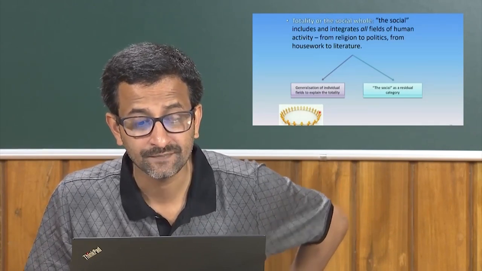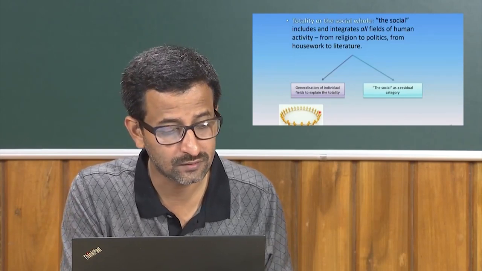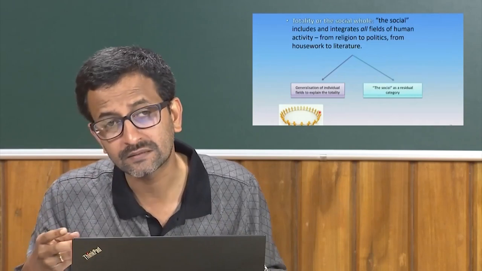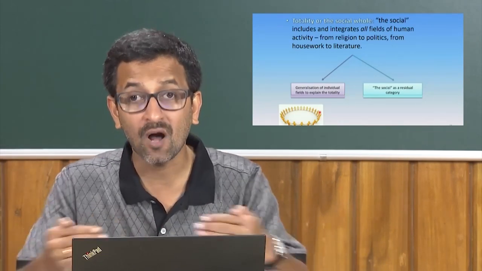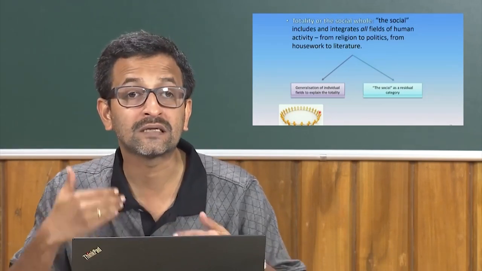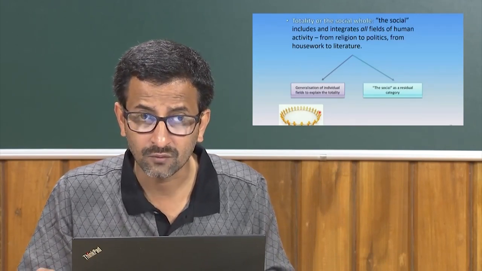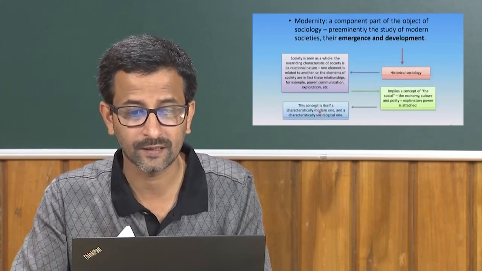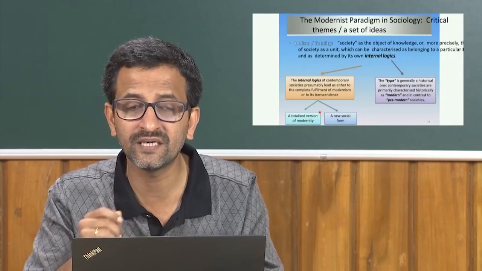When we say an ideal sociological theory would be a theory of everything, or at least the sociological theory must be a theory of totality of shared human experiences, when I say shared human experiences, I mean our experiences in relation to other people's experiences, and there are strong arguments to suggest that the two are identical. What we have discussed in holism or totality suggests the idea that society is treated as the object of knowledge, or more precisely the idea of society as a single unit which can be characterized as belonging to a particular type and as determined by its own internal logics.